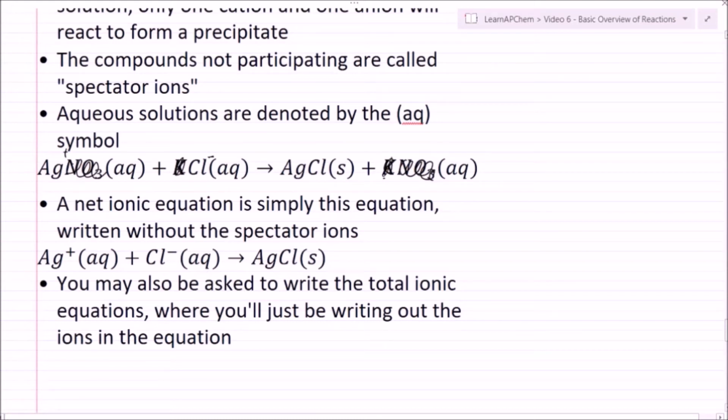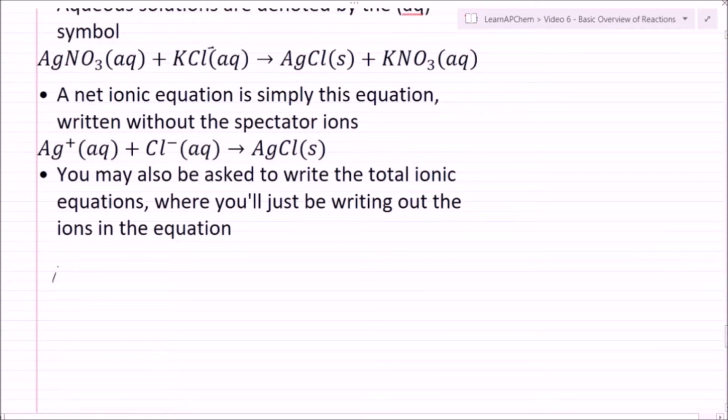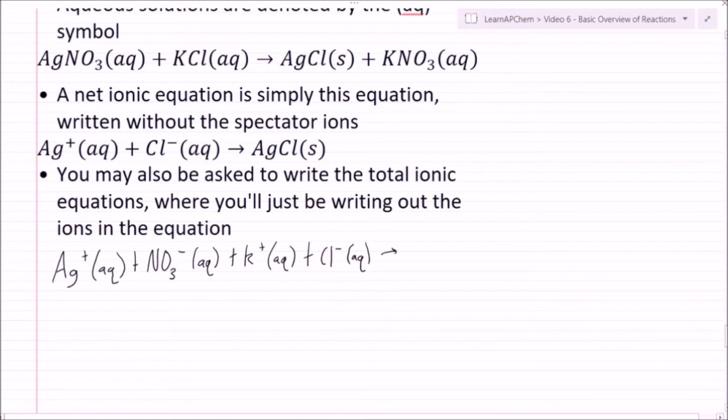Now you might also be asked to write the total ionic equation, where you'll just be writing out the ions in the equation. So what this would look like here is I would write just the ions: Ag+ (aq) plus NO3- (aq) plus K+ (aq) plus Cl- (aq) yields AgCl precipitate plus K+ (aq) plus NO3- (aq).